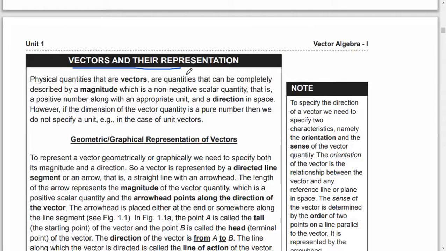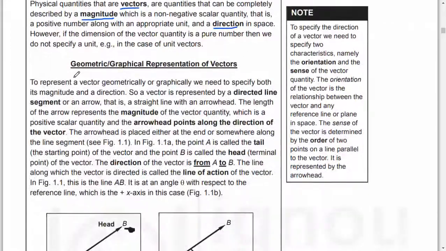Vectors and their representations. Physical quantities that are vectors are quantities that can be completely described by a magnitude, which is a non-negative scalar quantity, that is, a positive number along with an appropriate unit, and a direction in space. However, if the dimension of the vector quantity is a pure number, then we do not specify a unit. Example, in the case of unit vectors. Geometric or graphical representation of vectors.